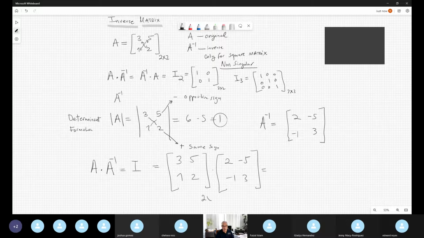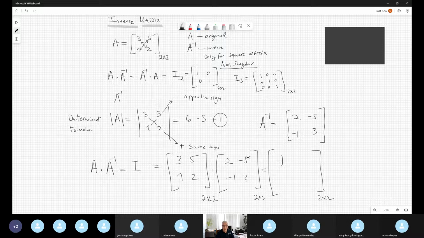First of all, I want to check the dimension. Oh, it's 2 by 2, 2 by 2. So we expect a 2 by 2 matrix. And when you multiply, 3 times 2 is 6, and 5 times negative 1 is negative 5. So 6 minus 5 is 1.